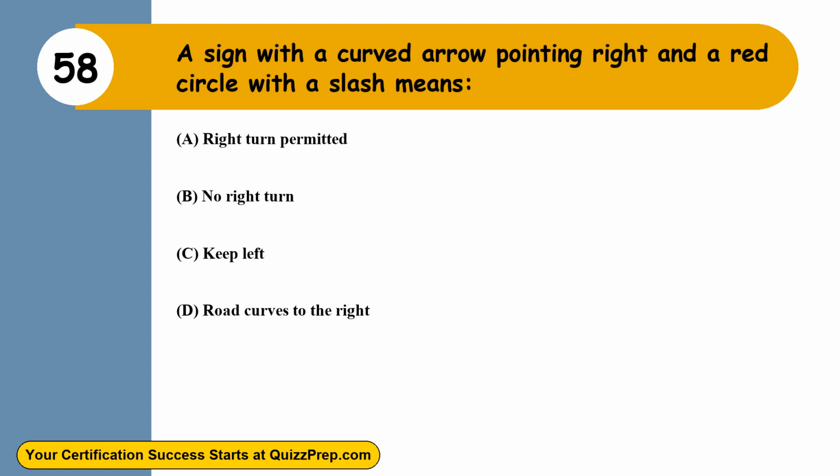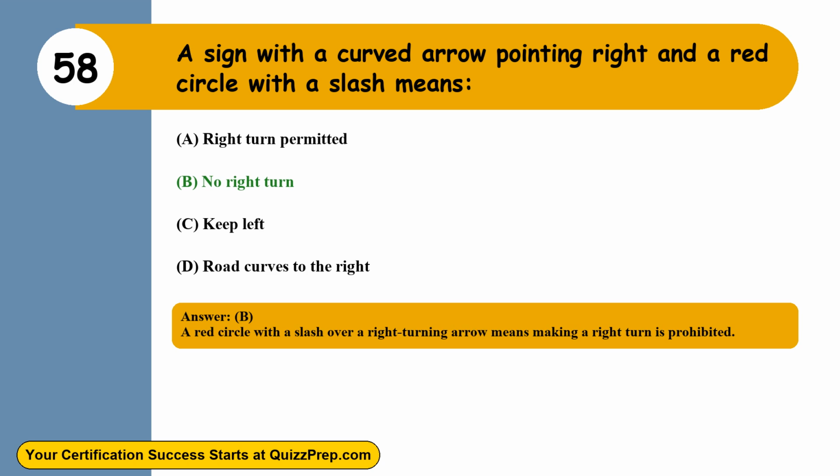Question 58. A sign with a curved arrow pointing right and a red circle with a slash means: Option A, right turn permitted. Option B, no right turn. Option C, keep left. Option D, road curves to the right. The correct answer is option B, no right turn. A red circle with a slash over a right-turning arrow means making a right turn is prohibited.